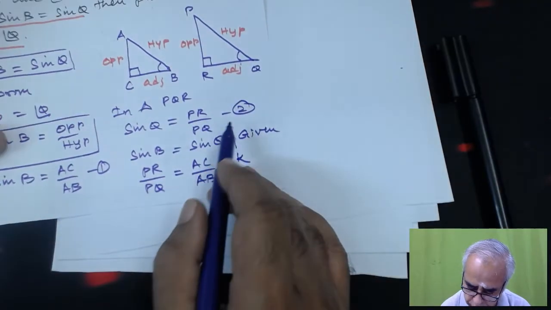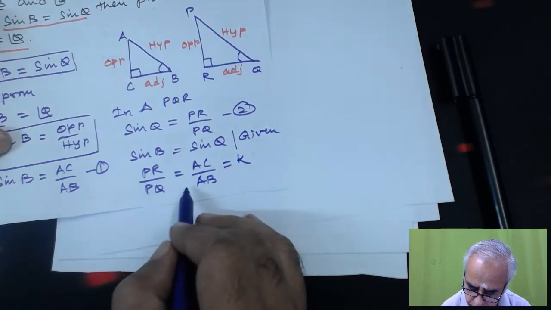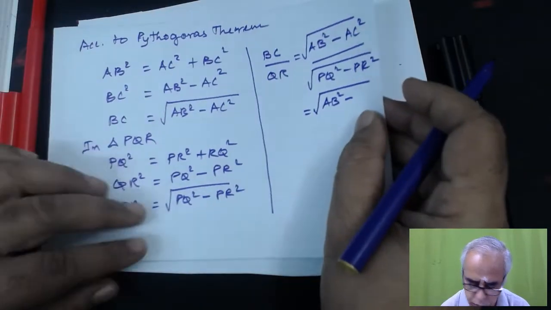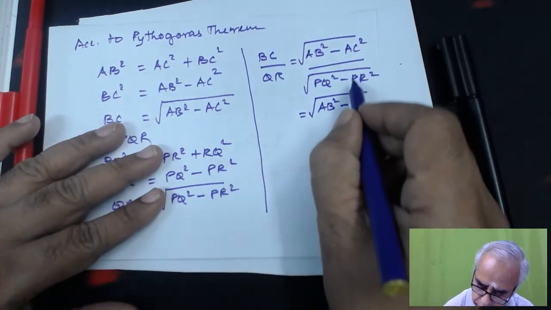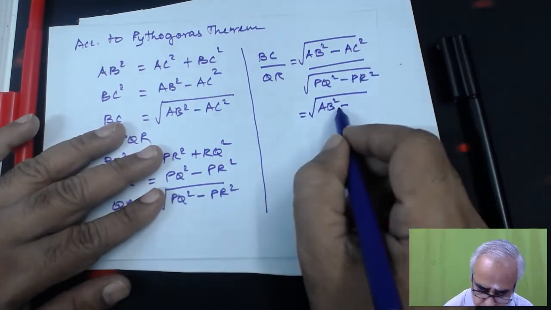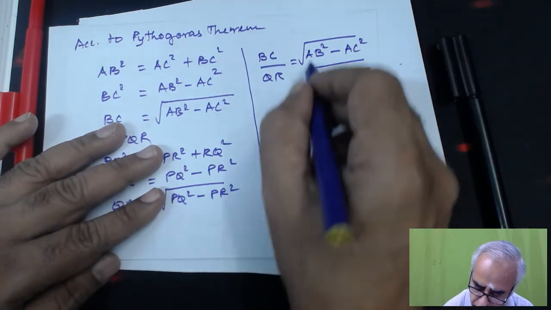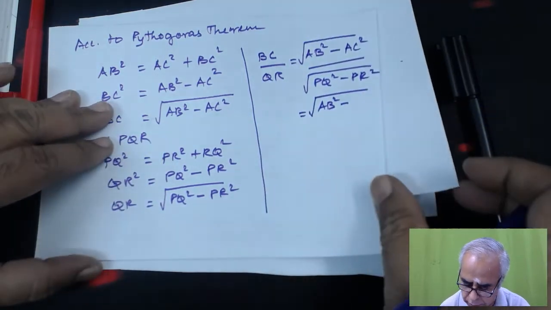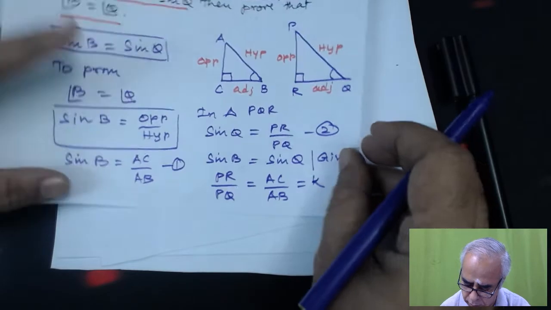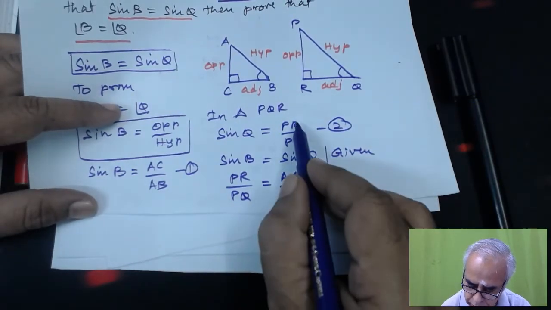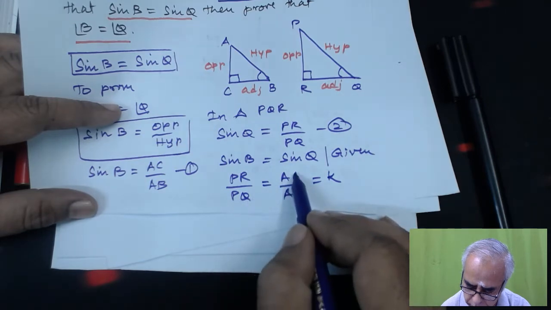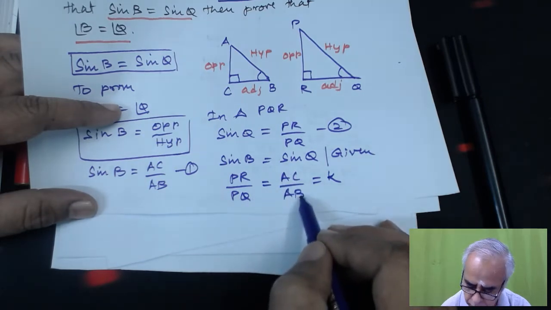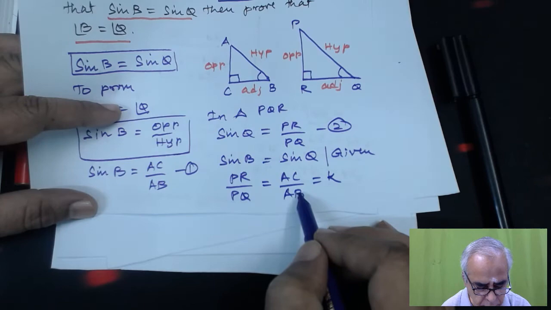Similarly, here we have PQ also. Okay, so in that case we have AB squared minus AC squared. Instead of AB squared, we can write in terms of PQ, because it is already given here. Remember this, that is PR divided by PQ is equal to AC by AB. So both of them are constant, is it not?